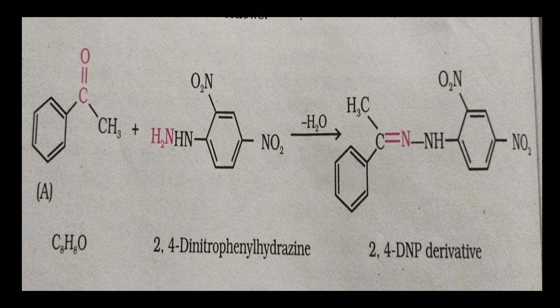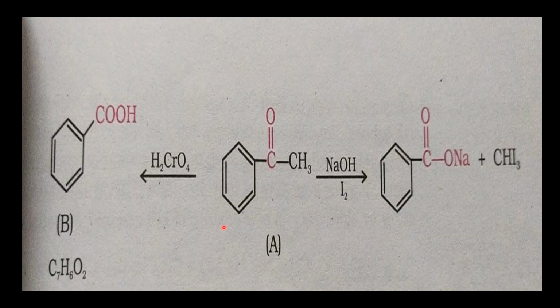C8H8O plus 2,4-dinitrophenylhydrazine in the presence of H+ gives 2,4-DNP derivative. The compound A, which is C8H8O, in the presence of H2CrO4 gives the compound B, which is C7H6O2, and at the same time, in the presence of NaOH and I2, it forms the benzene ring, single bond C double bond O, single bond ONa, plus CHI3.